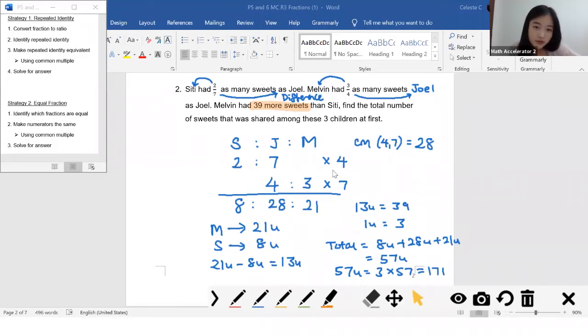Why is it not 3:4? You drew your arrows already, right? In the question, 3 belongs to Melvin, 4 belongs to Joel. So when you write it down, under Joel it should be 4, and under Melvin it should be 3, according to what you drew here.